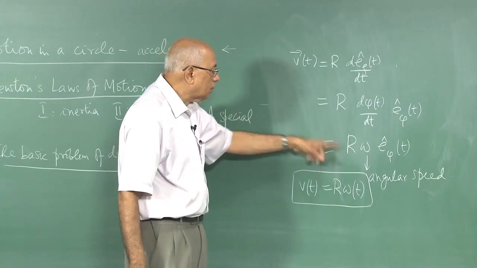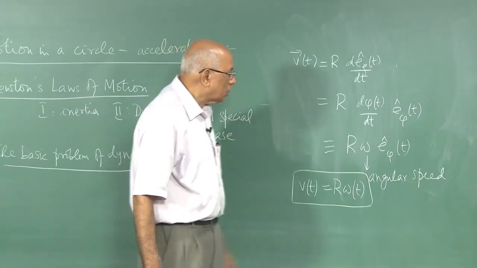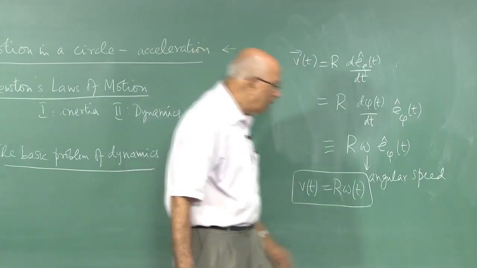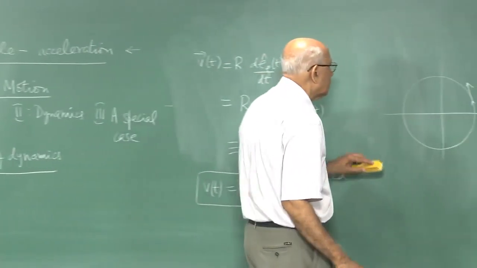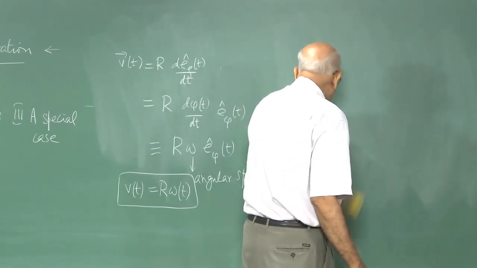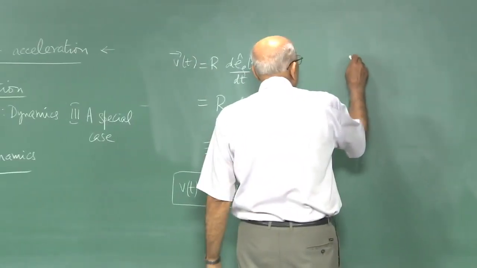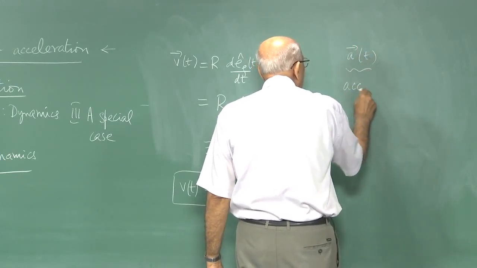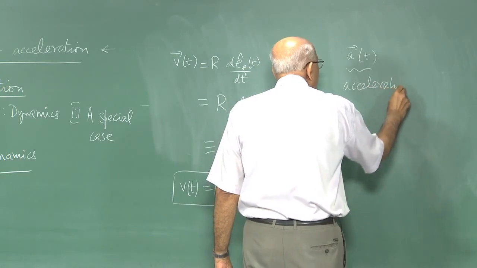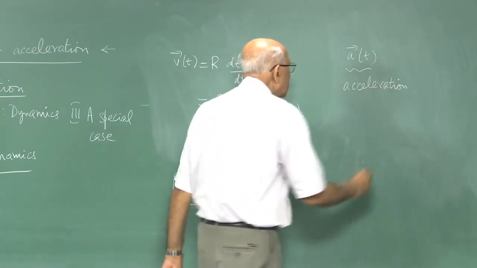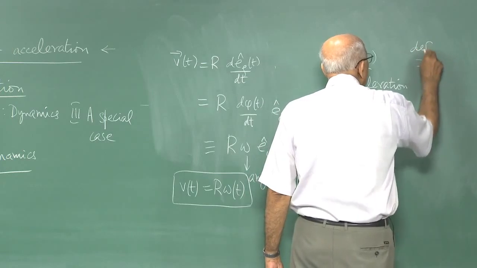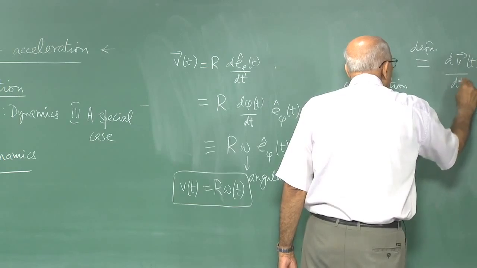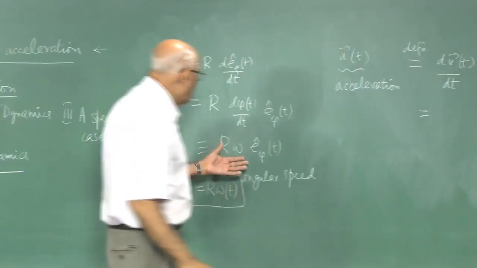So we have our first result which says what the velocity is in terms of the tangential vector and the angular speed. The next thing to do is to ask for the acceleration, and there we now need to differentiate these quantities. So the acceleration a of t, the instantaneous acceleration, is again by definition dv of t over dt, and we need to differentiate this combination here.